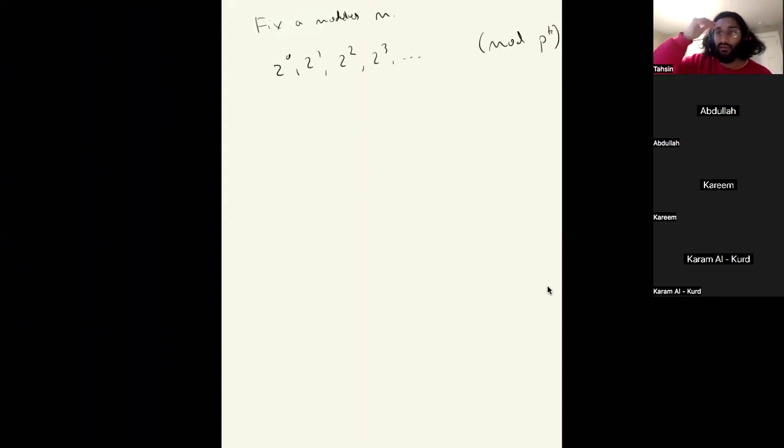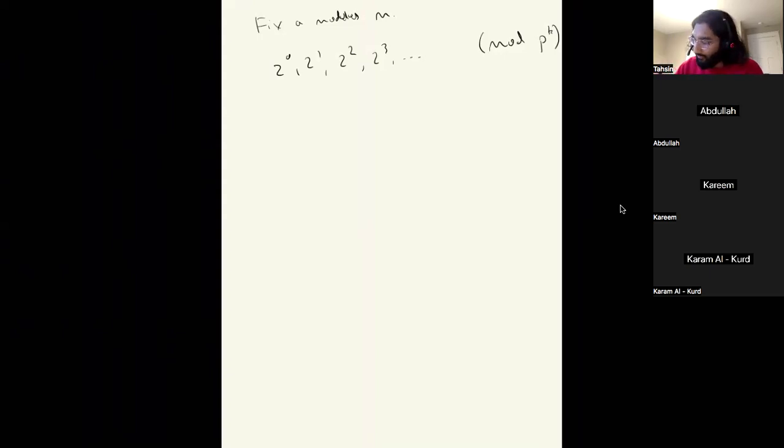If you consider the powers of 2, let's fix a modulus m, and we consider the powers of 2: 2 to the 0, 2 to the 1, 2 squared, 2 cubed, and so on. And you consider this sequence modulo m. So what does it look like? First of all, we should consider modulo prime powers, so let's say modulo p to the k. The reason I consider a prime power instead of a general m is because of the Chinese remainder theorem. It's okay to split up into prime powers.